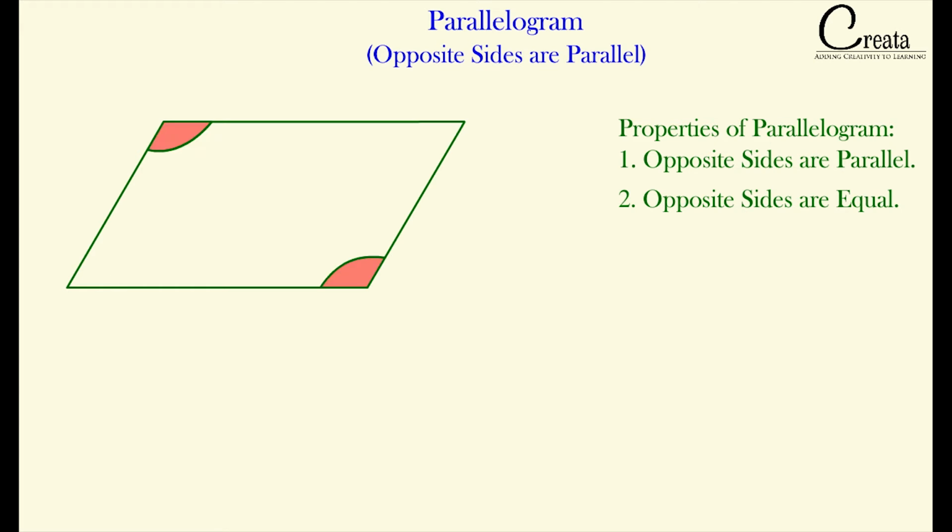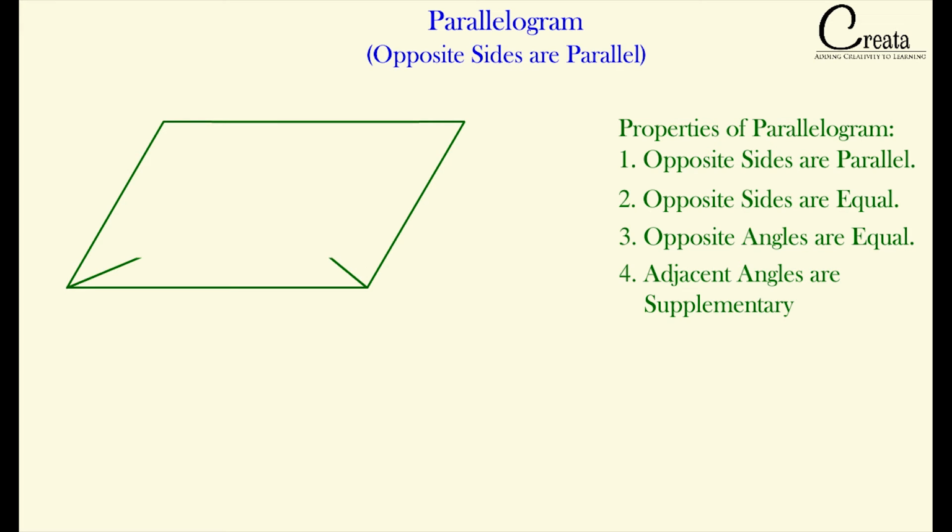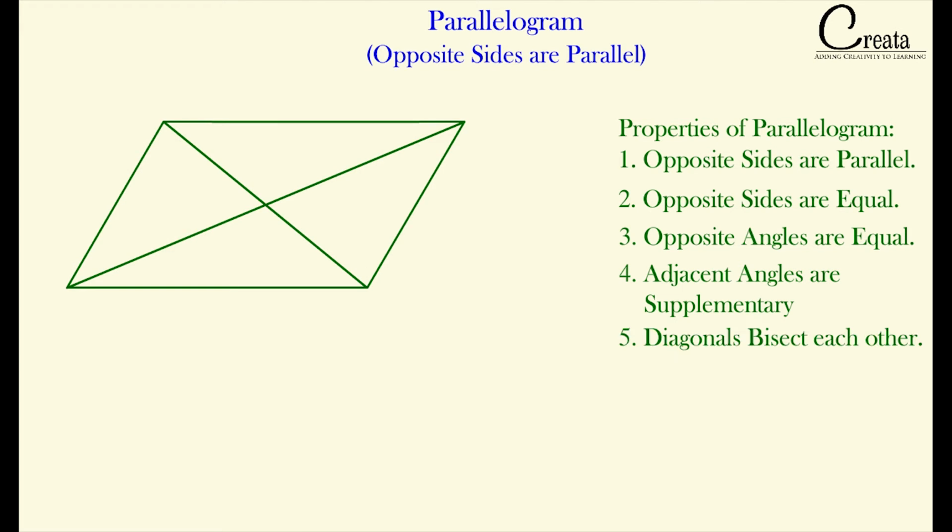Then we have seen that the opposite angles of a parallelogram are also equal and the adjacent angles are supplementary. Then we discussed the diagonals of a parallelogram, that is, the diagonals bisect each other. These are the properties of a parallelogram.